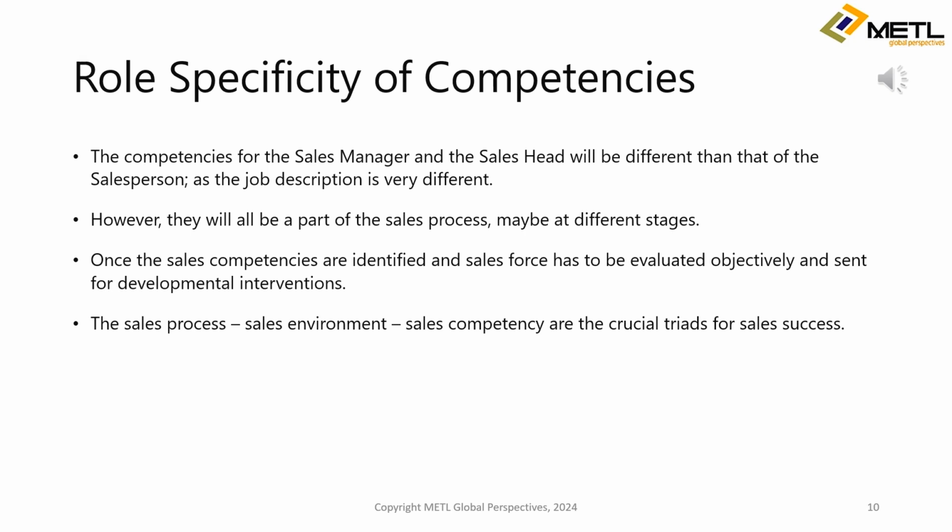Every role holder is a part of the sales process, and based on where they have to play the role, the competencies have to be defined accordingly. Once the sales competencies are defined, and the sales force has to be evaluated objectively and sent for developmental interventions depending on where they are lacking, where they want support, all these interventions can be figured out. The triad of sales process, sales environment, sales competencies are crucial for sales success. The moment you get these three together, for the entire sales organization, not only for the salesperson, for the entire sales organization, then you have been able to define a complete sales organization well. And if you can implement that well, you will have your winning sales teams and sales systems.